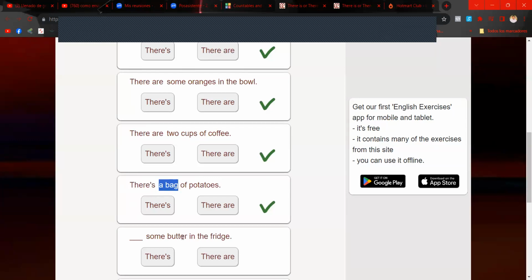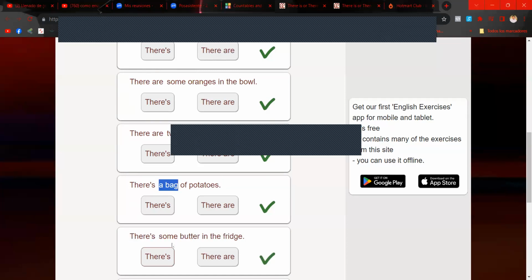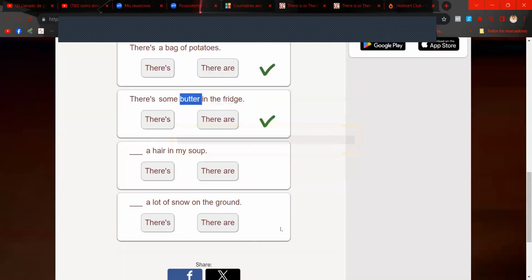Some butter in the fridge. Come on, you've got to tell me the correct answer here. What is the answer? Tell me, please. There are, there is. In this case it would be there is because it's uncountable. I already taught you that uncountables go with there is. Come on, let's see, think carefully.